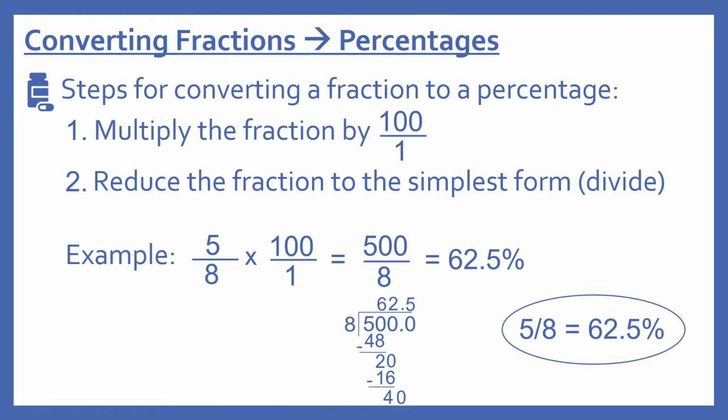Now if we go the other way and convert a fraction to a percentage, what we do is multiply the fraction by 100 over 1, and then reduce the fraction to its simplest form. In this case, that's usually going to be dividing. So our example was 5/8 times 100 over 1. So 5 times 100 is 500. 8 times 1 is 8. And then if we do the math and divide 500 by 8, that equals 62.5%. So 5/8 as a fraction equals 62.5% as a percentage.